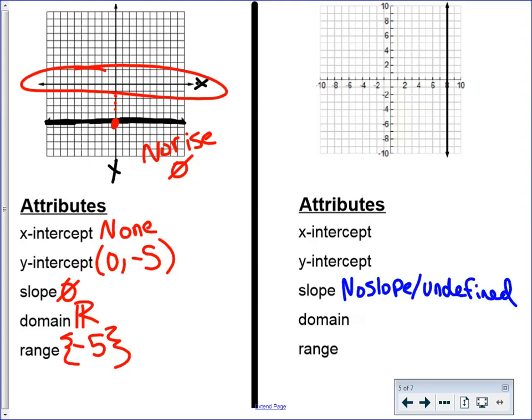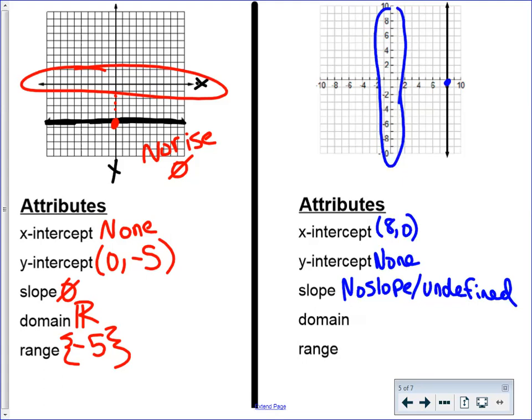All right, let's come up with our attributes for this non-function. My x-intercept, I see I have one this time at (8, 0). However, there is no y-intercept. At no point does this cross my y-axis. So that would be none.